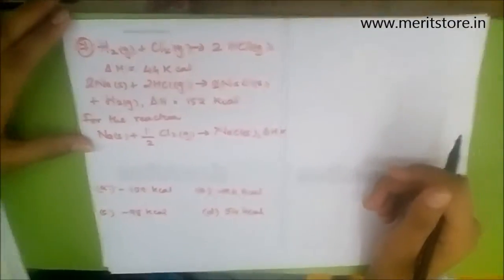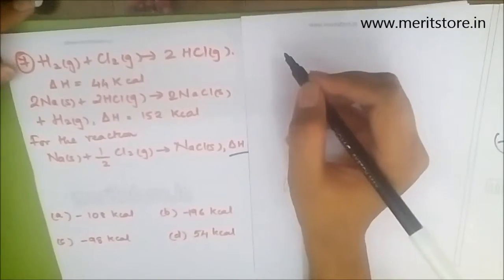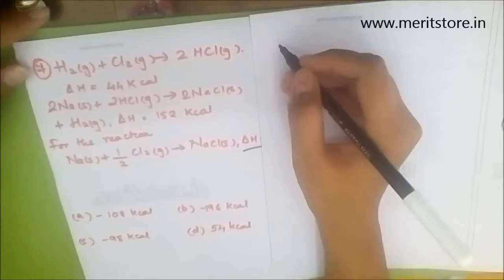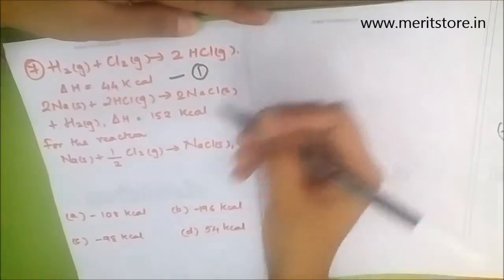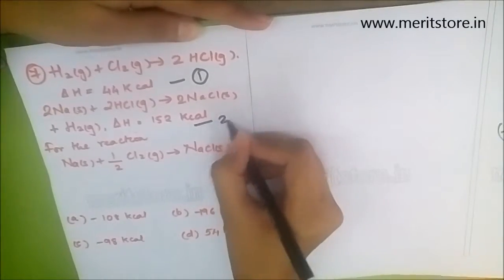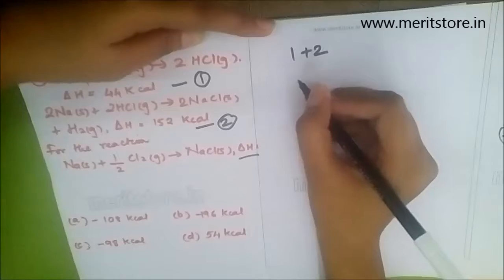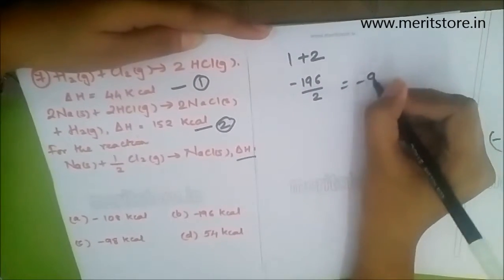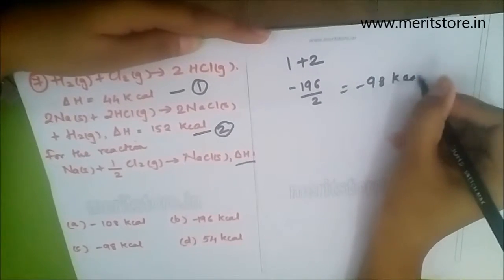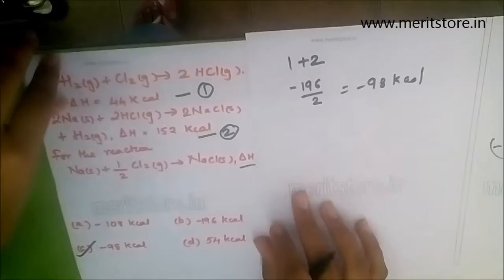For the given reaction, we have to find the delta H value. Now here we have to add equation 1, that is this, and equation 2, that is this one. Adding equation 1 and 2, we get minus 196 upon 2, which is minus 98 kilocalories, and the correct option over here is C.